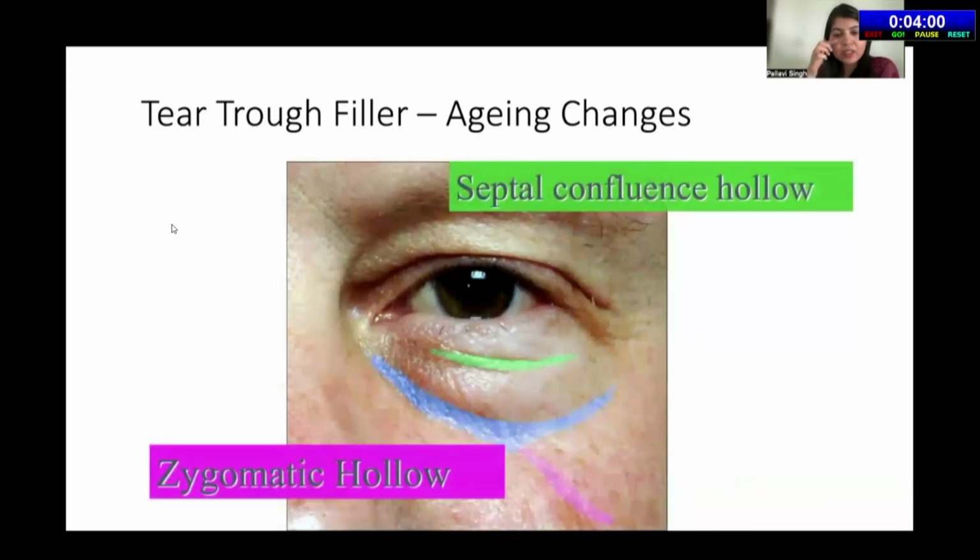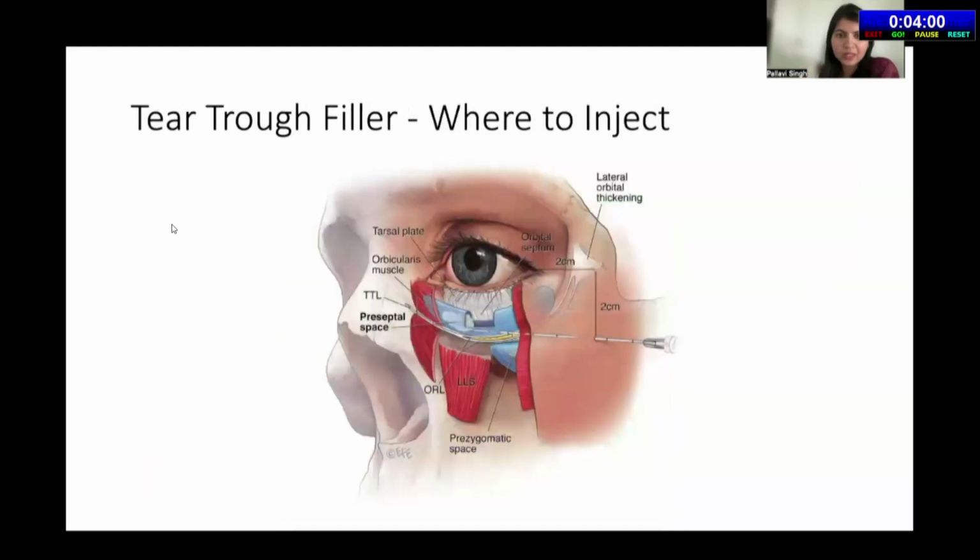And in this area also, you need to understand that there are two troughs. One is the septal confluence hollow, which is superior, just below the orbicularis, and then you have the zygomatic hollow, which is below the orbital fat prolapse. So when we're trying to fill the tear trough, we're trying to fill the zygomatic hollow, which is inferior to the orbital fat prolapse, just over the orbital retaining ligament.